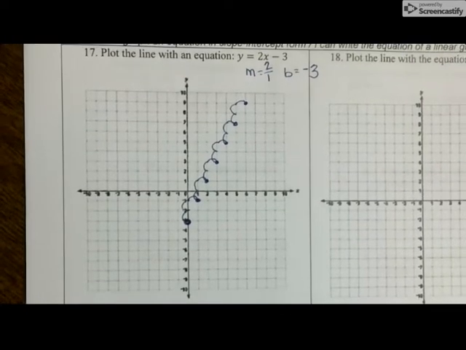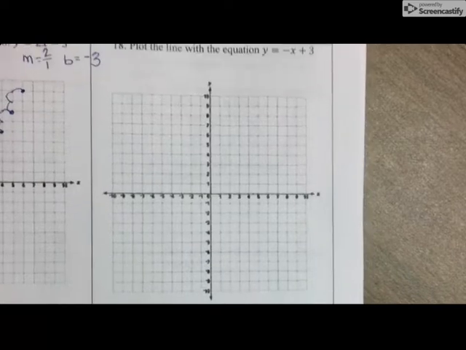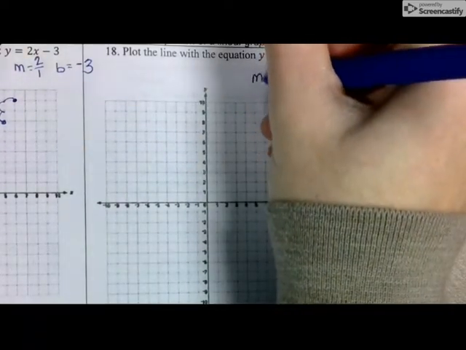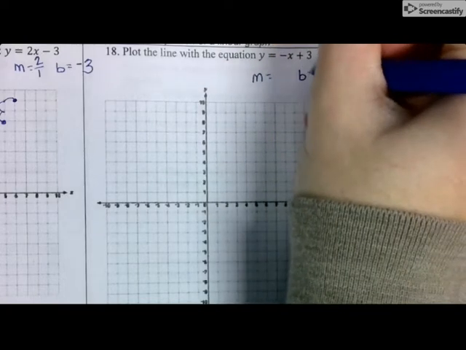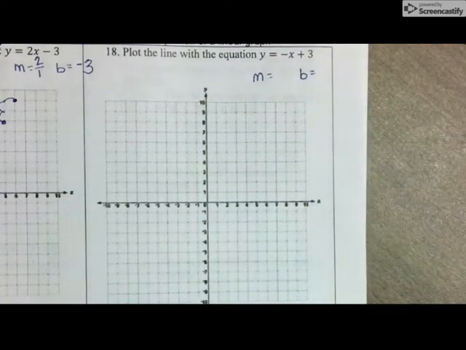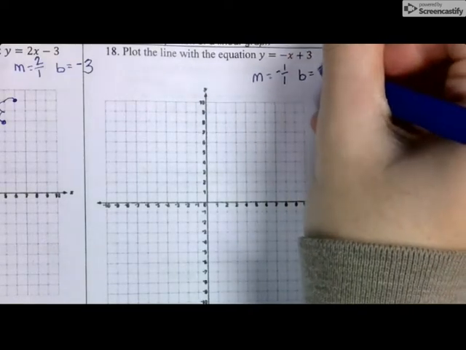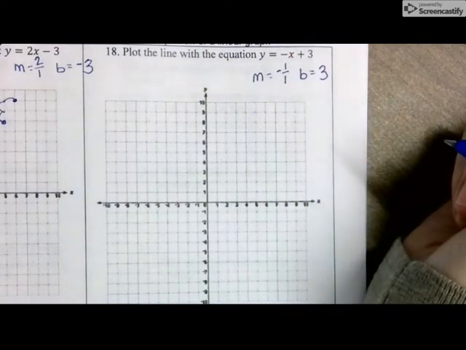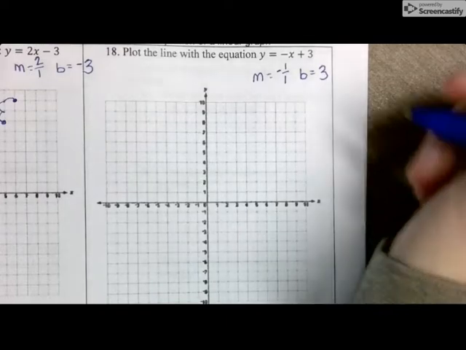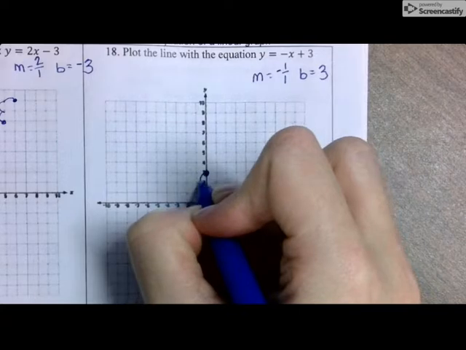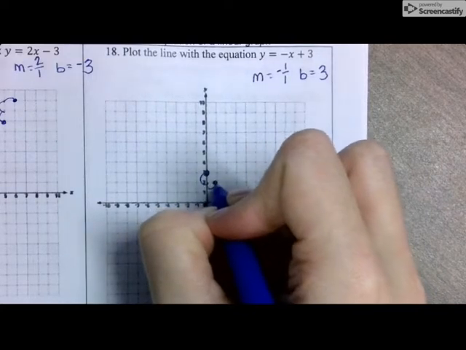Okay? So let's move on to the next one. We just talked about if you do not see a number next to x, it is an invisible 1. So this is going to be negative 1 over 1 because I like fractions. My b is going to be 3. So I'm going to find b on the y-axis. I'm going to go down 1, over 1.